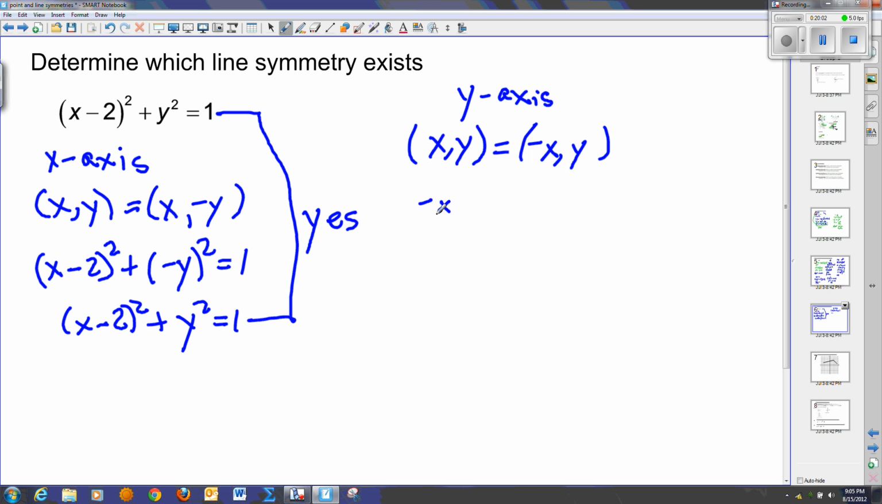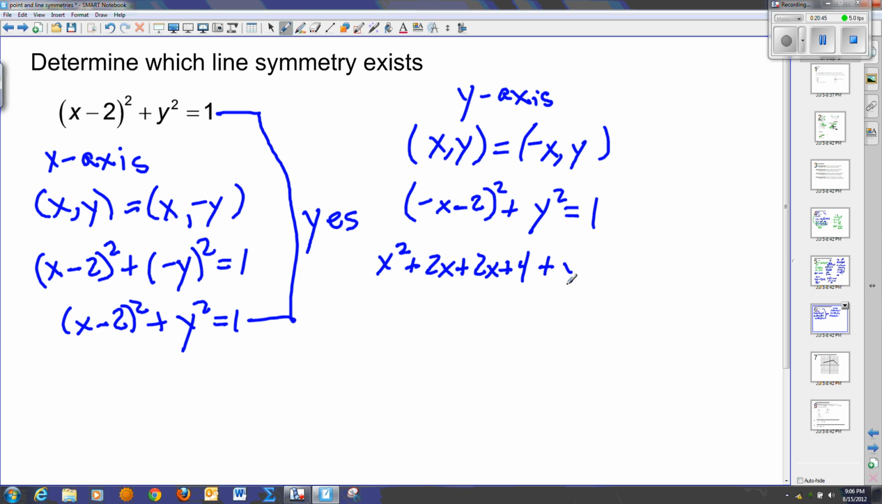So what I have really now is negative x minus 2 quantity squared plus y squared equals 1. All I really need to show is that this negative x minus 2 squared is different than x minus 2 squared. Well, I'm going to do that by expanding. This goes to x squared. I multiply this by itself. Negative x times negative 2 is positive 2x. And then I do it again because I'm foiling. Negative 2 and negative 2 is positive 4.